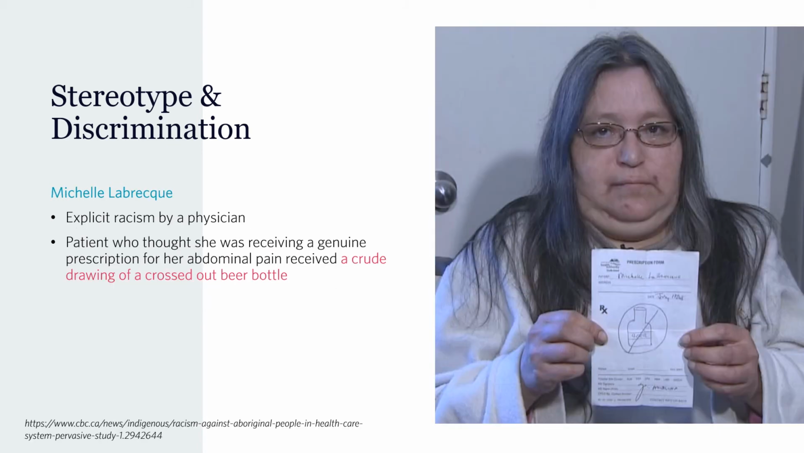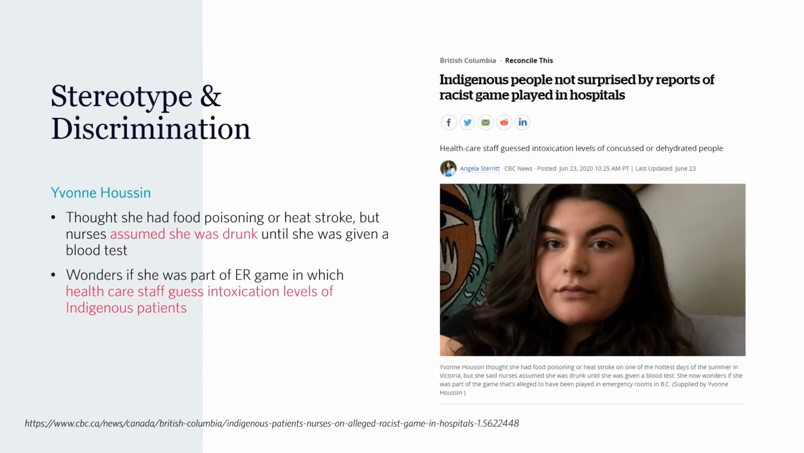There are also examples of explicit racism by healthcare providers. Michelle Lebrec visited the emergency department for abdominal pain and received what she thought was a genuine prescription that was folded up and given to her. She discovered later that there was a crossed-out beer bottle drawn on the prescription pad that she received. There are also recent reports that physicians and nurses in emergency departments would play a game to try and guess the blood alcohol level of patients appearing to be Indigenous.